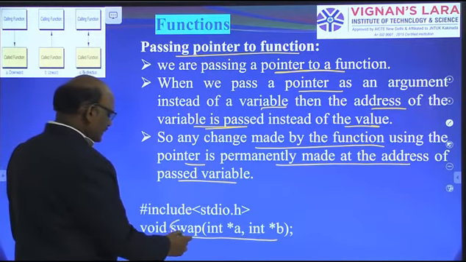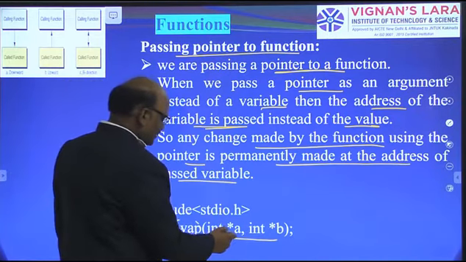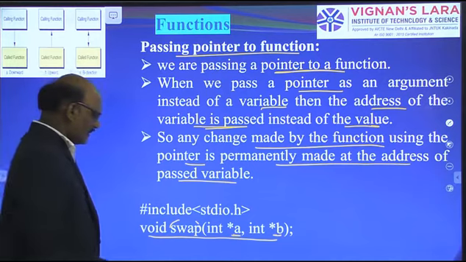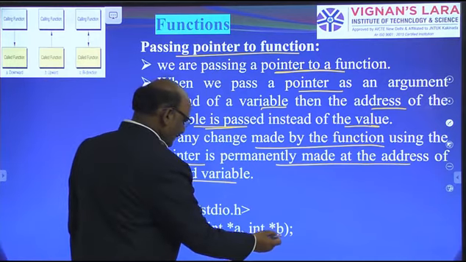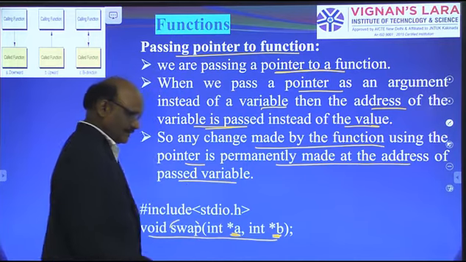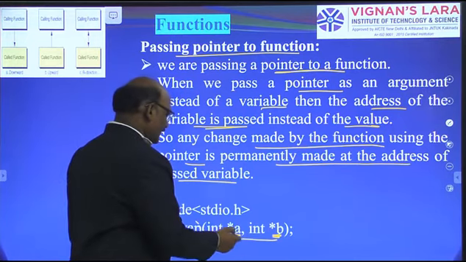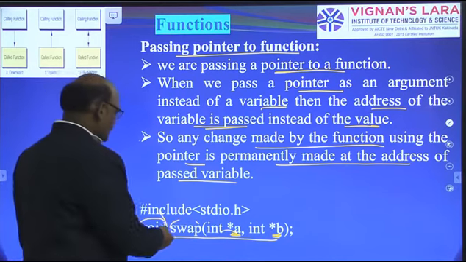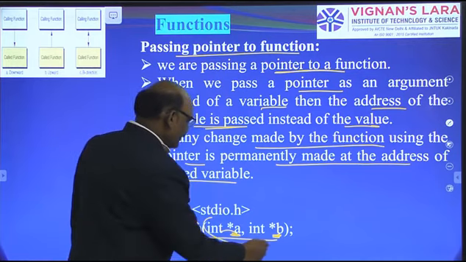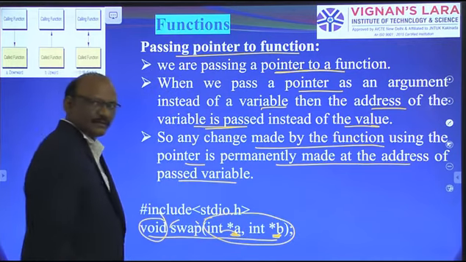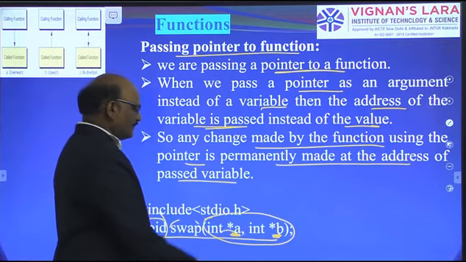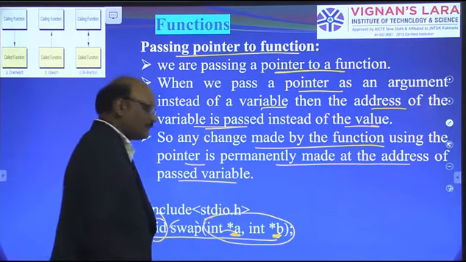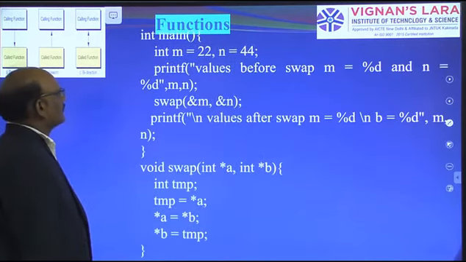This is the function name swap. Here int *A, int *B: A and B are the pointer variables. So here we are passing pointer variables to the function. A and B are integer pointers, and the return type of this function is void because this function does not return anything. So this is passing a pointer to the function. Suppose int A, int B, that is passing values to the function. Here it is *A, *B, nothing but passing pointers to the function.